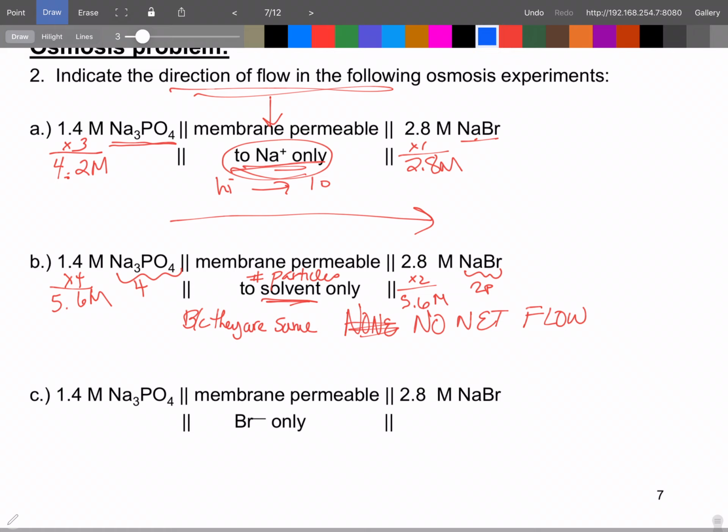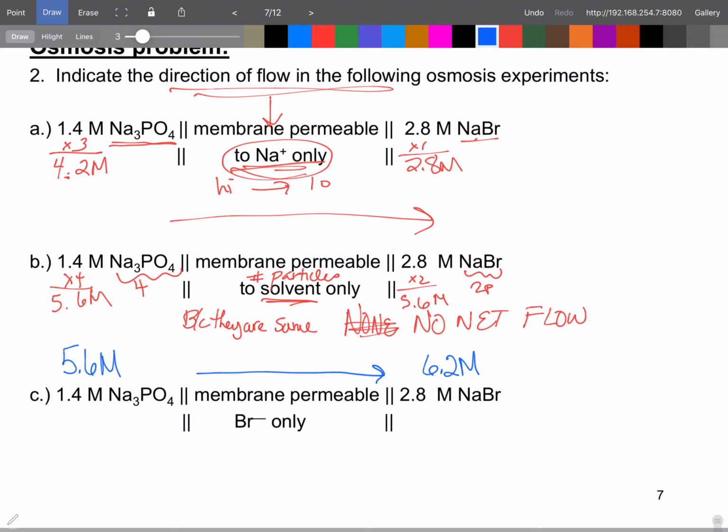We're going to keep the 5.6 molar over on this side, but let's say that this one is 6.2 molar instead. So what direction is the flow going to be? Well, it's going to flow high to low, so obviously it's going to flow towards the 6.2. And this is where some of you are like, wait, no, that's the bigger number. It's the bigger number of solute particles, which means you have less solvent.